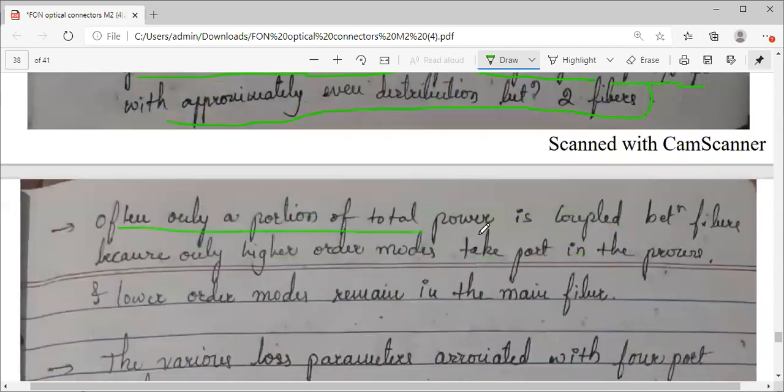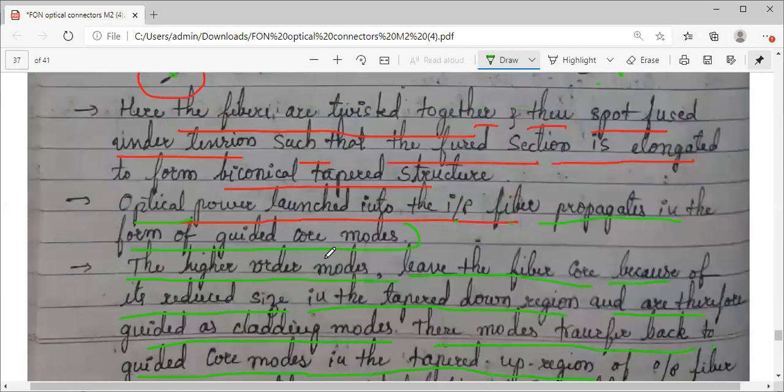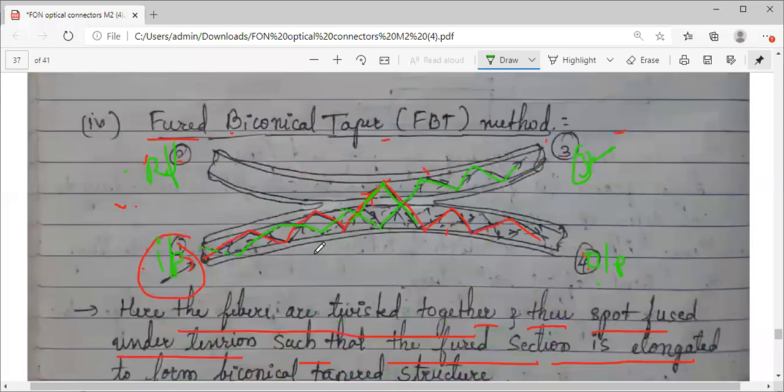Often only a portion of the total power is coupled between the fibers. This is the practicalities I'm talking about, because only higher order modes take part in this process. You can see, because we know higher order modes carry less power, and they are more likely to enter the cladding region.